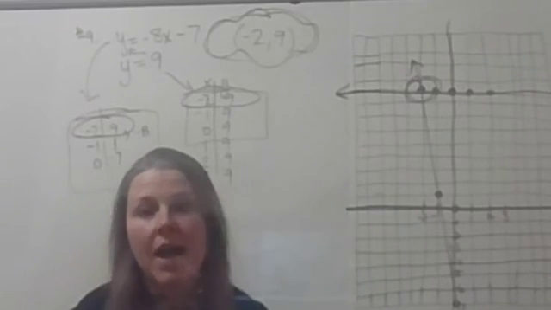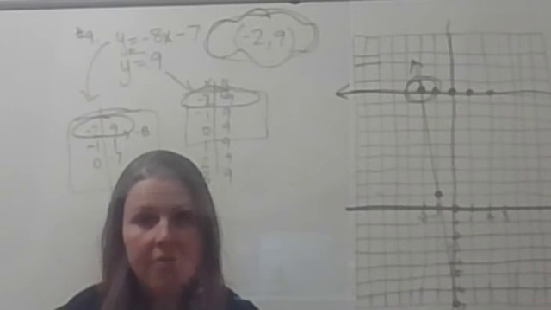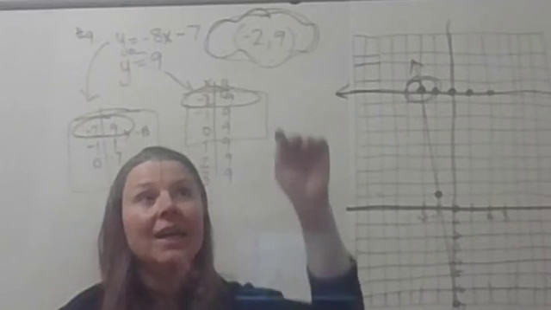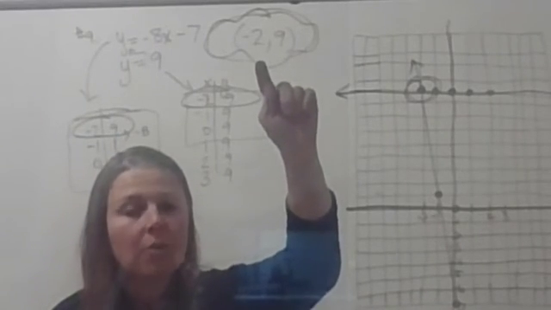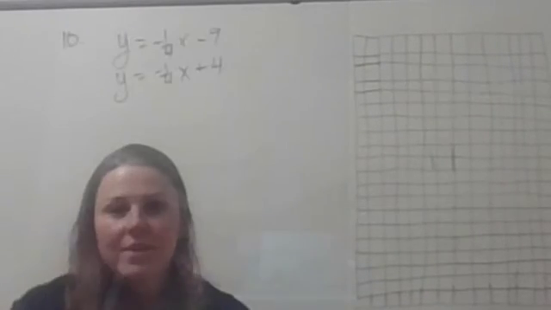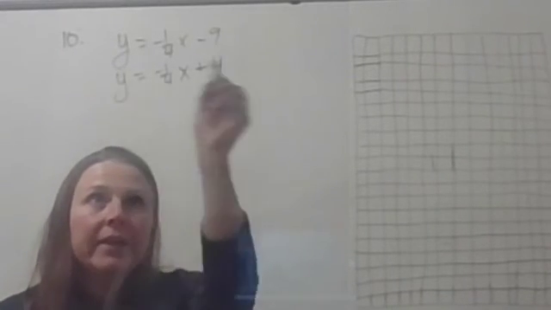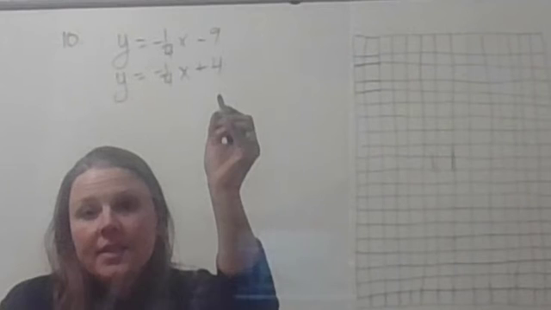If something does say solve by graphing, then you do need to have a graph. You don't have to necessarily initially solve by graphing, but you do need to have a graph. So the last problem on that sheet that wasn't solved for you is this, and it does say solve by graphing.